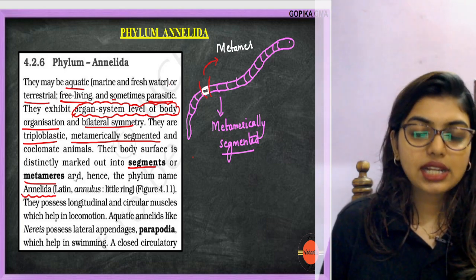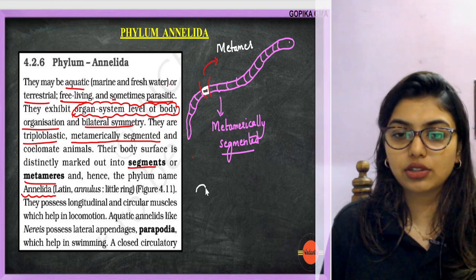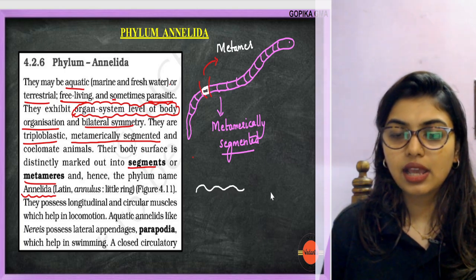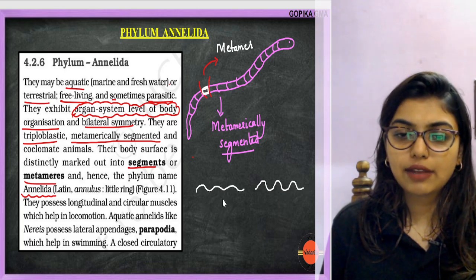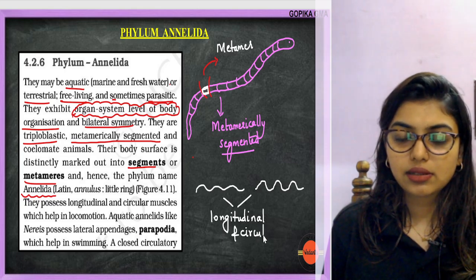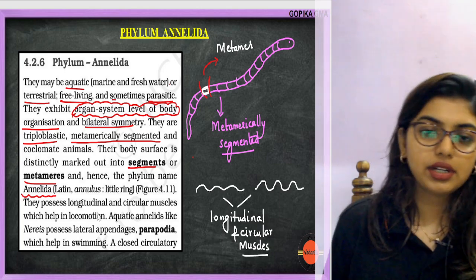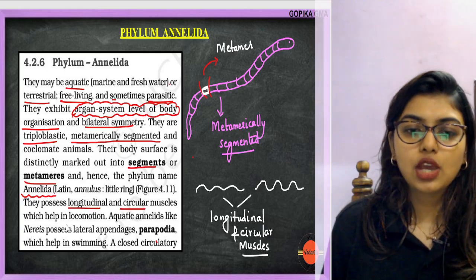Here you will understand that they possess longitudinal as well as circular muscles, which help them in locomotion. If you have seen an earthworm move, you will notice that it moves like this. They do a compression, then a rarefaction, compression, rarefaction. These movements are possible because of the presence of longitudinal and circular muscles. Got it? They possess longitudinal and circular muscles which help them in locomotion.